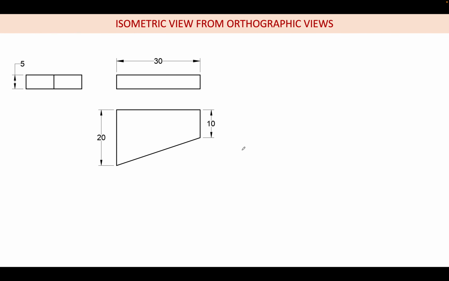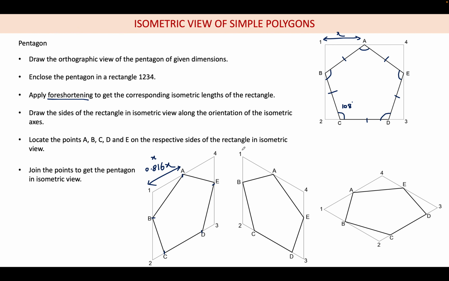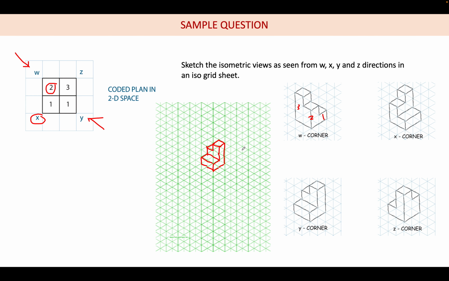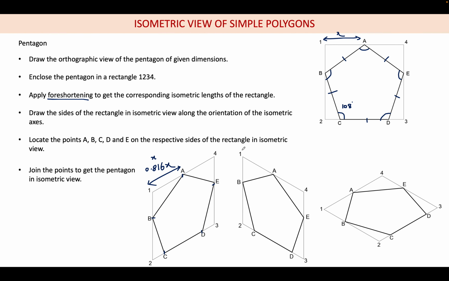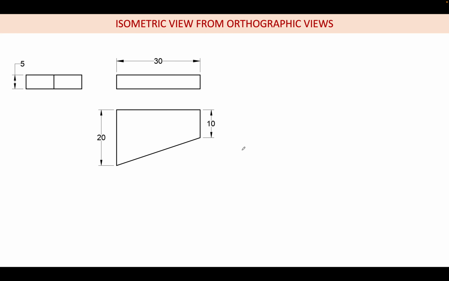So this is how we draw a circular object. After the circle, polygons, and the coded plan, here we have rectangle, triangle, pentagon and circle. Now we are going to draw isometric from orthographic. Can anybody tell what is the angle of projection being followed here?